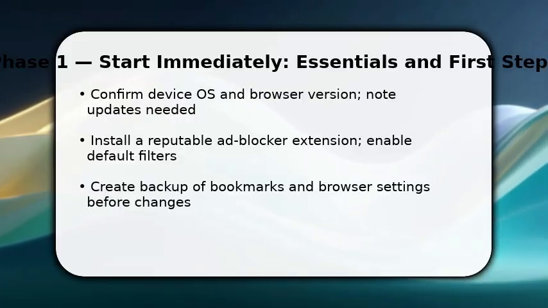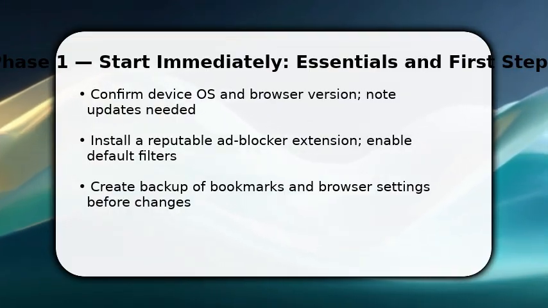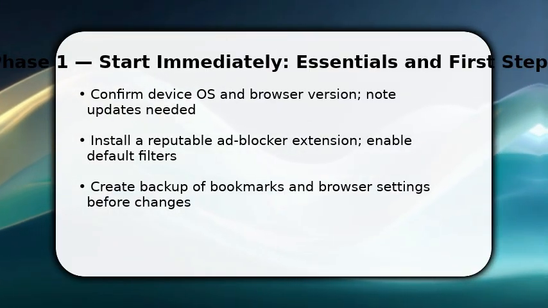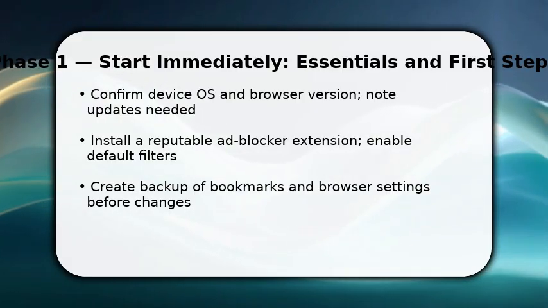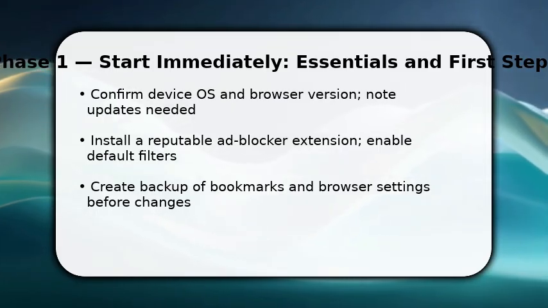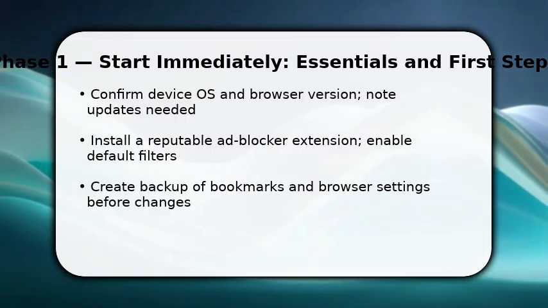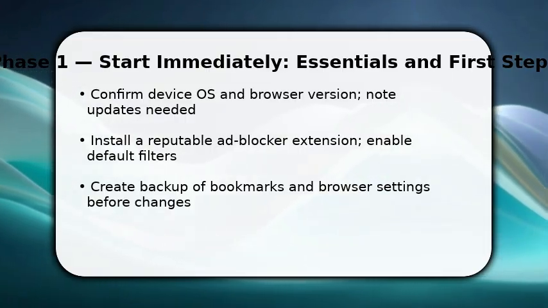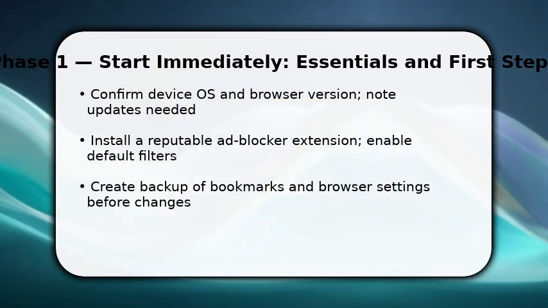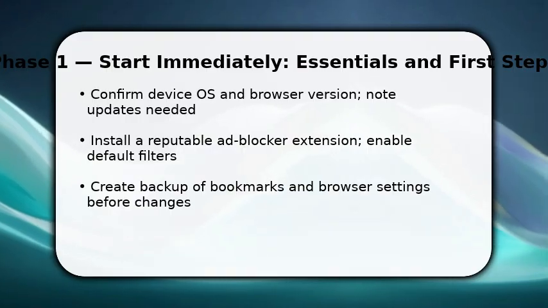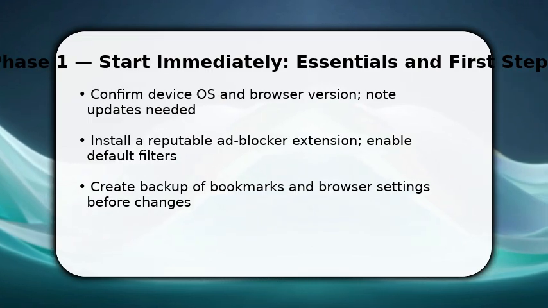You'll begin by verifying the device and browser you're using, because ad controls differ by platform. Once you have that, install a reputable ad blocker extension and enable its default filter lists to block common third-party trackers. Make sure to back up bookmarks and settings before you change anything, so you can restore if needed. This step gives immediate reduction in ads and prepares you for deeper controls. It's fast, effective, and prevents accidental loss of data.